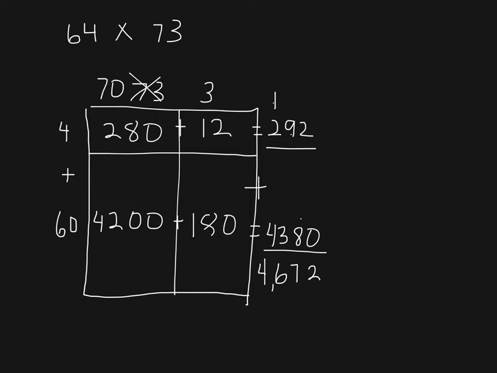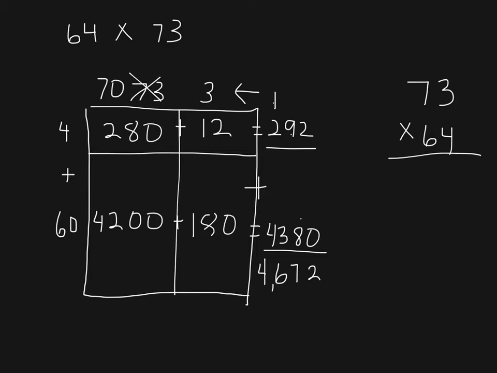So let's take a look at using the standard algorithm for this. We want to make sure that we use the same number on the top of our standard algorithm as we did on the top of our area model. Otherwise, our partial products will be different. And we're going to multiply 73 times 64.